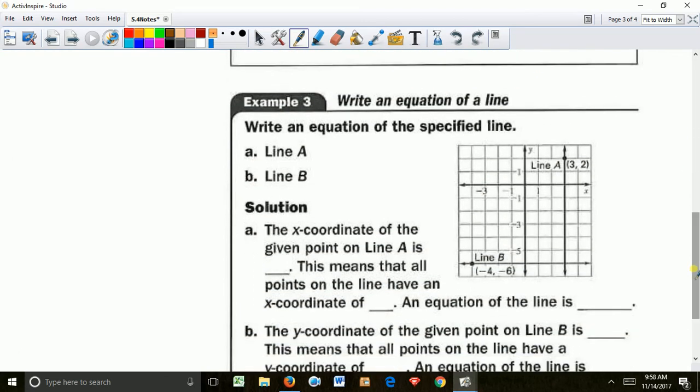All right, moving on to example 3. Here they want you to write an equation of the specified line. So you've got line A and line B. If you look at line A, that is a vertical line. So the x-coordinate of the given point on line A is going to be 3. This means that all points on the line have an x-coordinate of 3. So an equation of the line is just simply x is equal to 3.